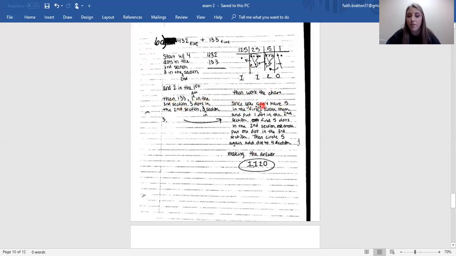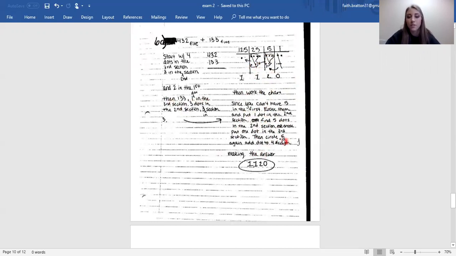Since you can't have 5 in the first, erase them and put 1 dot in the second. So we're going to take away all those dots, and we're going to put 1 dot here, counting as 5. 1 dot equals 5. Okay, so then we find 5 dots in the second section, erase them, and put another dot in the next one. So we circled 5 of those and just added the dot over here. So 1 dot equals 5.